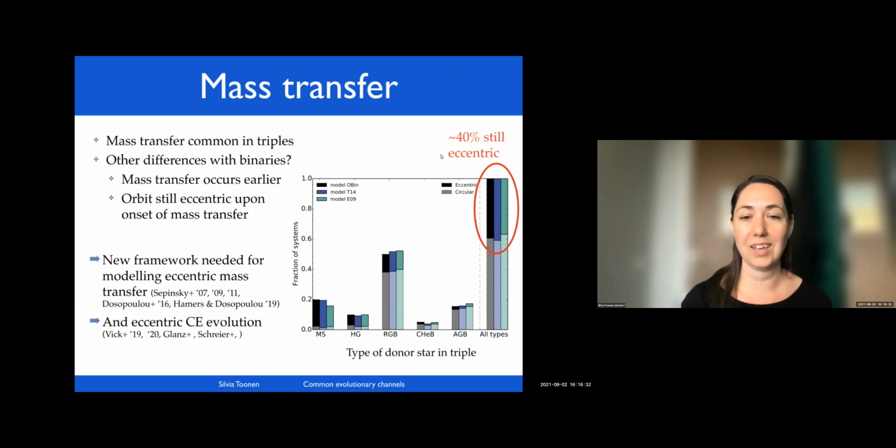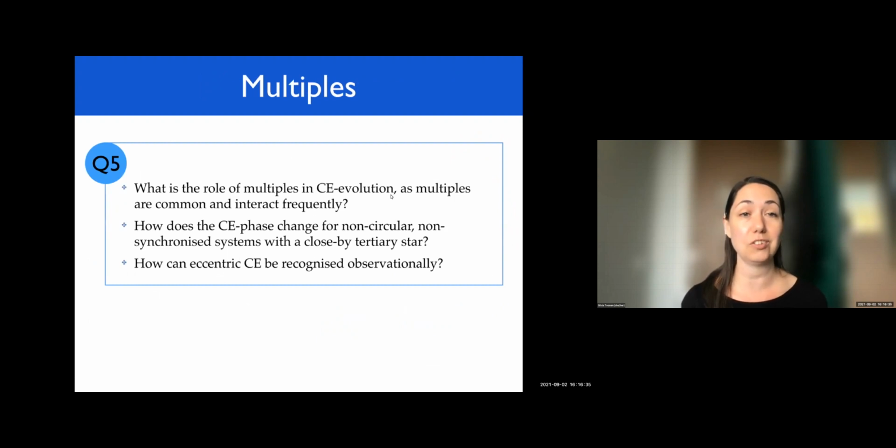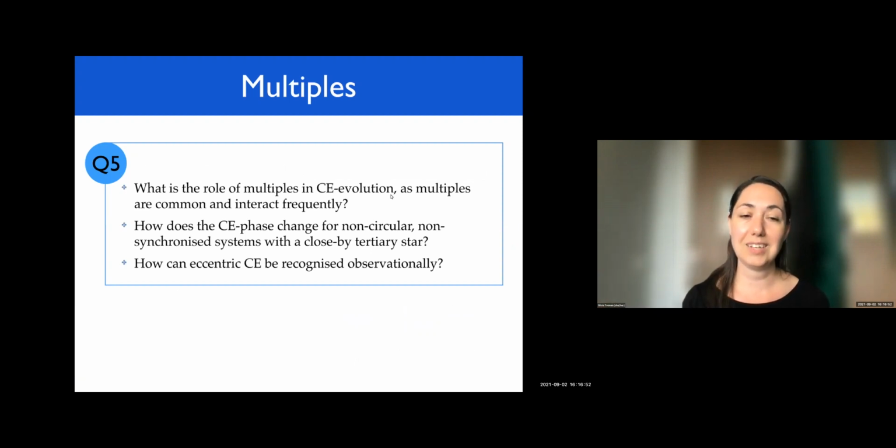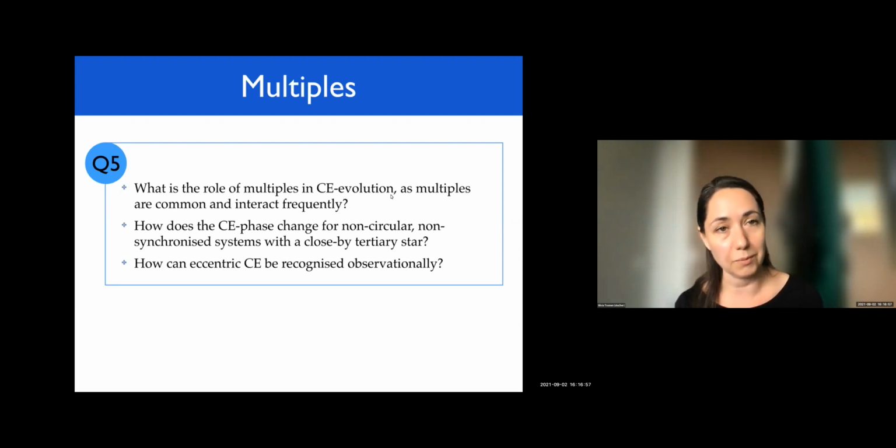So the question that I want to pose for that is, what are the roles that multiples have in common envelope evolution because they're common and because they interact so frequently? And how does the common envelope change for these non-circular, non-synchronized systems, or even when there's a third star close by? And lastly, can we recognize these eccentric common envelopes observationally? Is there some smoking gun, or what are the smoking guns that we can use to find them?